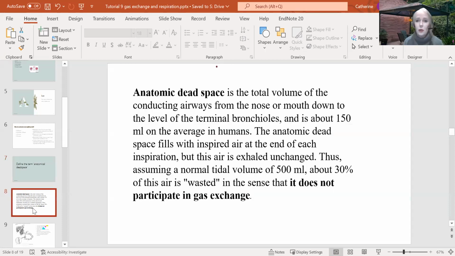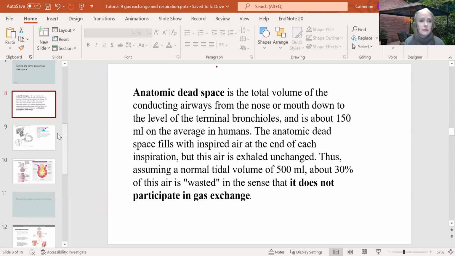Total volume in all of the airways where air is exhaled, but it's not changed. So it doesn't participate in gas exchange. Spot on. Excellent. All right.